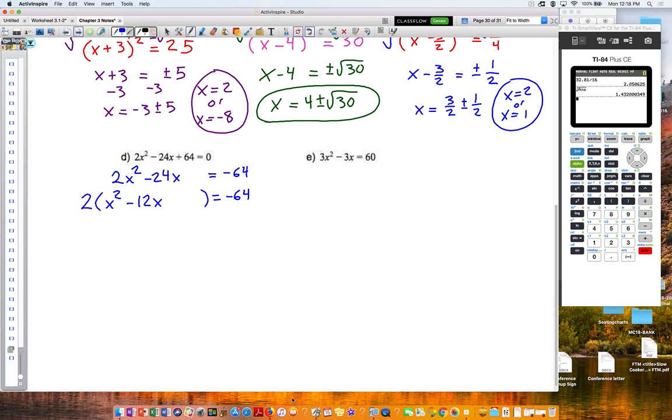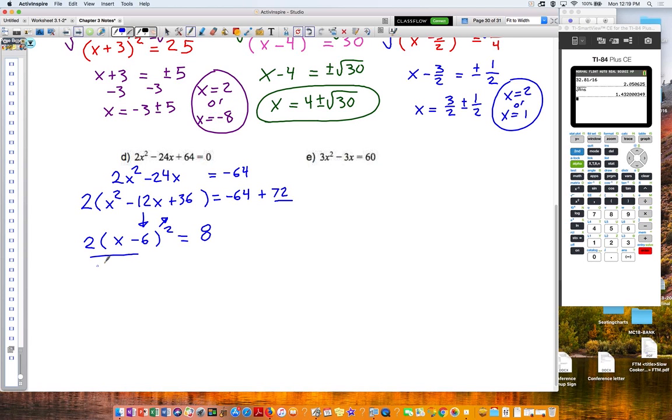Now I'm going to complete the square. Half of negative 12 is negative 6. Negative 6 squared is 36. But to balance it, I actually have to add 2 times 36, or 72. So now I have 2 in parentheses, x minus 6 quantity squared. Add those two together, and I get 8.